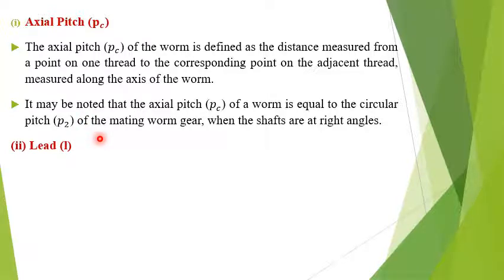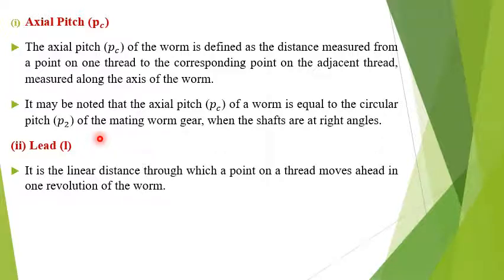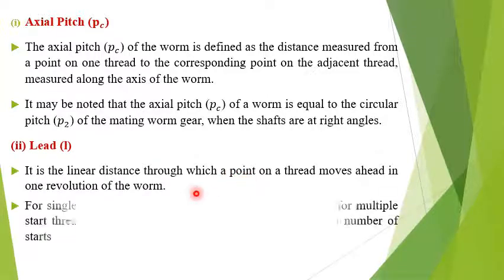Next is the lead. Lead is denoted by L, small l. It is the linear distance through which a point on a thread moves ahead in one revolution of the worm. That means when the worm rotates through one revolution, the linear distance parallel to the axis that a point on the thread will move is called the lead.